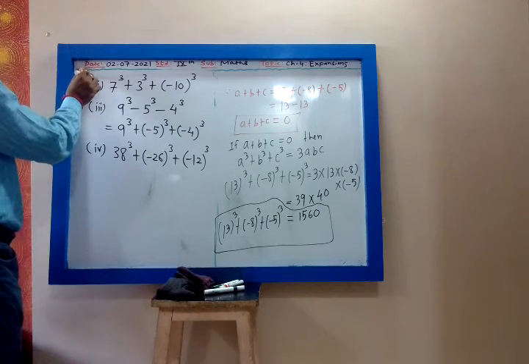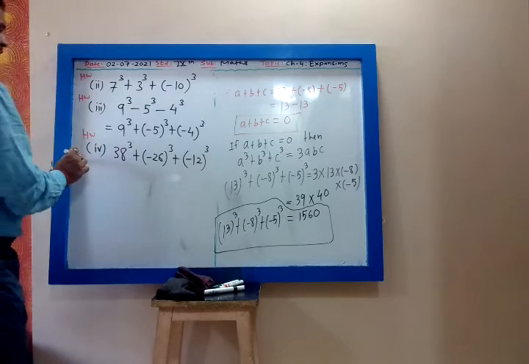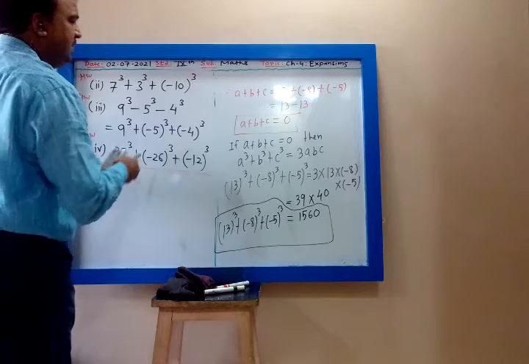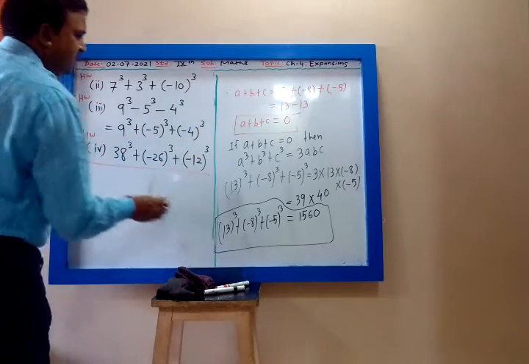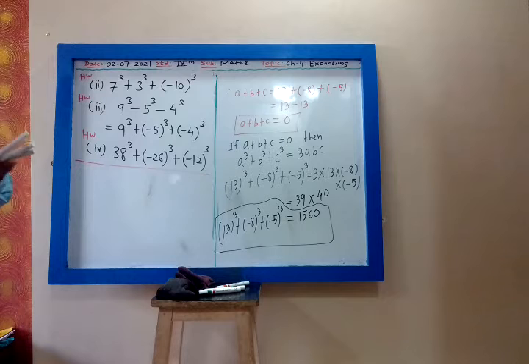So in all the cases, the answer will be 3ABC. Homework. The answer will be 3ABC. Substitute the value of ABC and multiply. So this is the important result. If A plus B plus C is 0, then only A cube plus B cube plus C cube will be 3ABC.